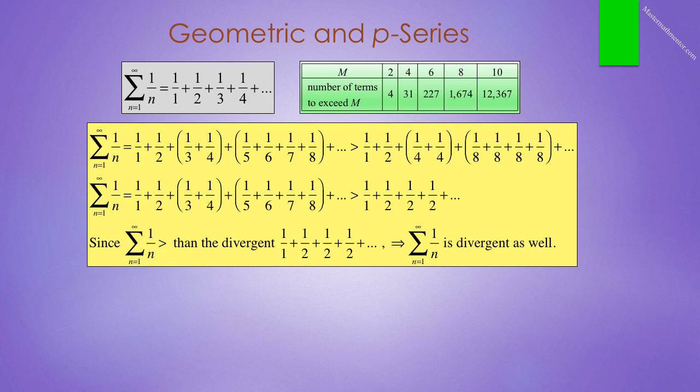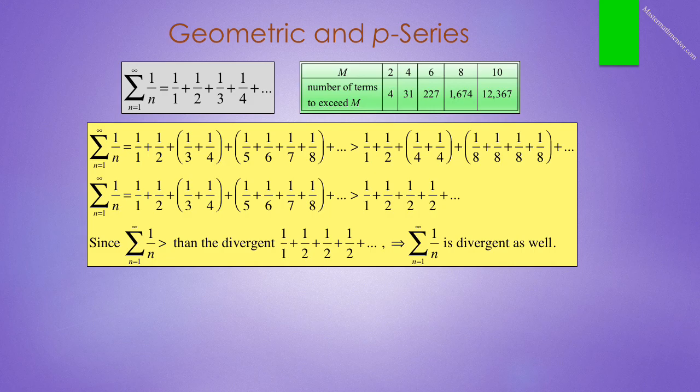So here's a proof. We look at summation n equals 1 to infinity of 1 over n, and we will write it with some parentheses. 1 over 1 plus 1 over 2 plus quantity 1/3 plus a fourth plus quantity 1/5 plus 1/6 plus 1/7 plus 1/8 plus dot dot dot. And you should agree that this is greater than 1 plus a half plus the quantity 1/4 plus 1/4 plus the quantity 1/8 plus 1/8 plus 1/8 plus 1/8.